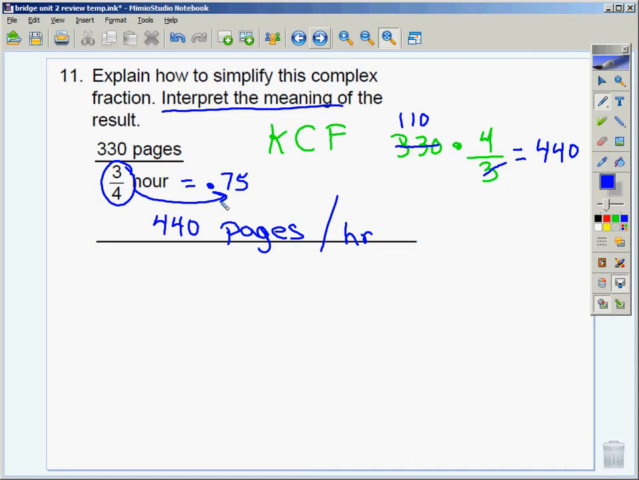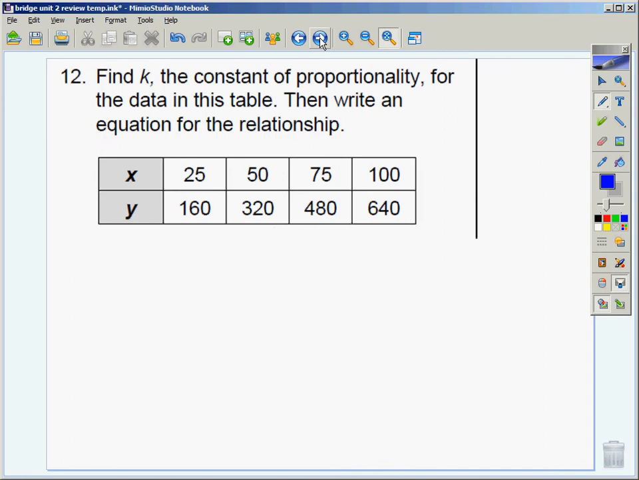Questions on 11? It's kind of funny because we're working with percents and you want to say more percents. Sorry.